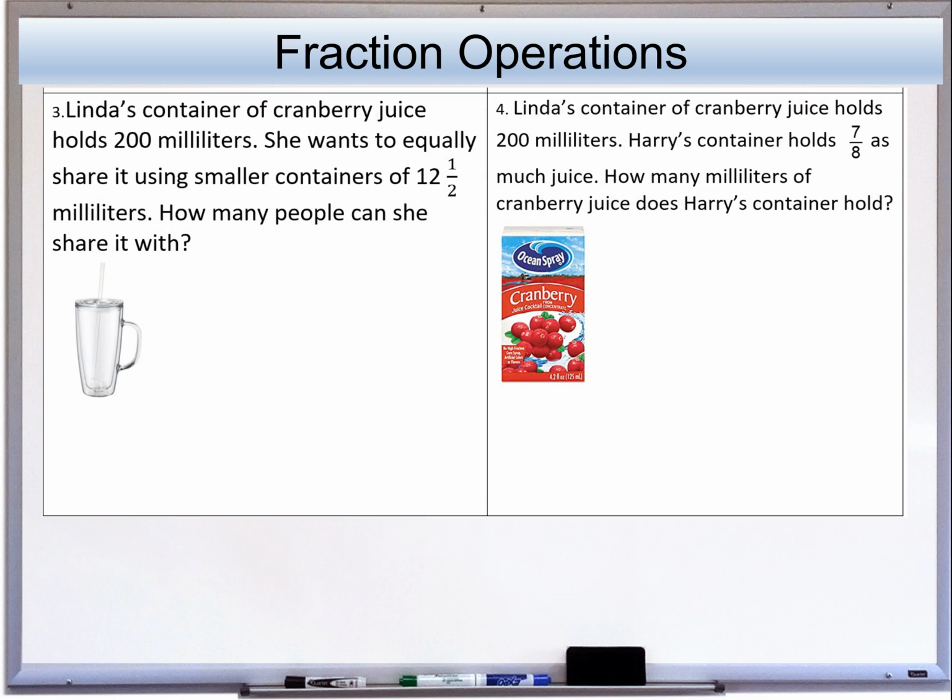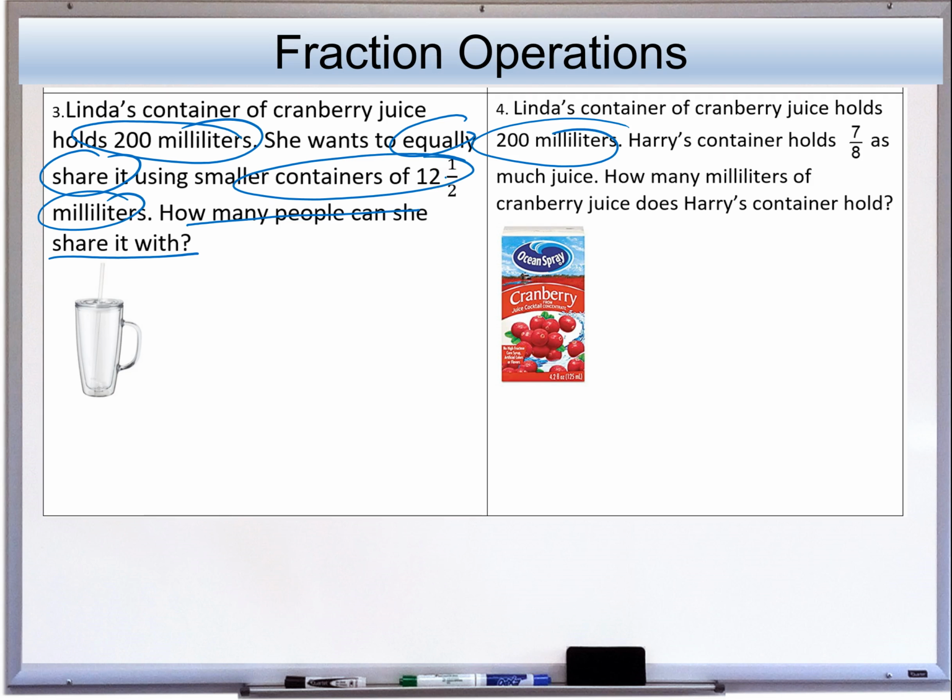All right, so we have Linda's container of cranberry juice holds 200 milliliters. She wants to equally share it using smaller containers of 12.5 milliliters. How many people can she share it with? Here we have Linda's container of cranberry juice. We still have a 200 milliliter cranberry juice container. Now Harry has one that holds 7/8 as much. How many milliliters of juice does Harry's container hold? So we have a 200 milliliter container in both of these. This one's comparing Harry's to hers, and this one she's effectively pouring out cranberry juice from hers.